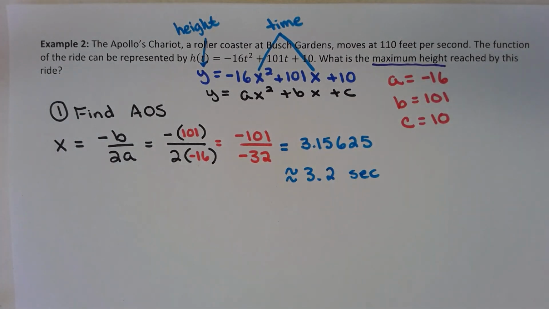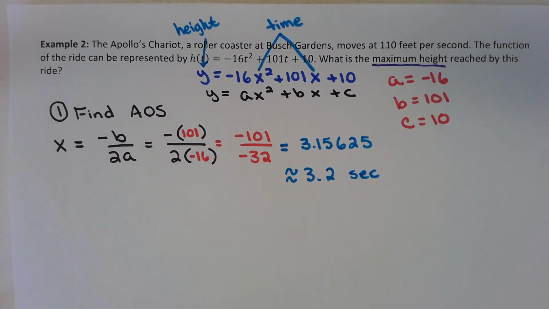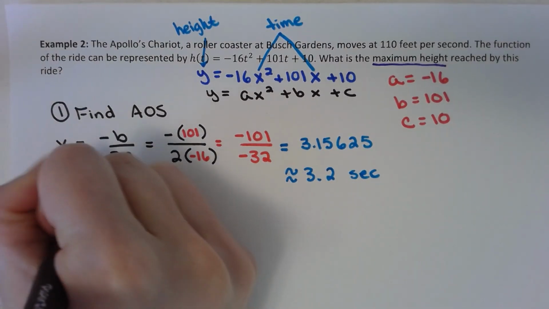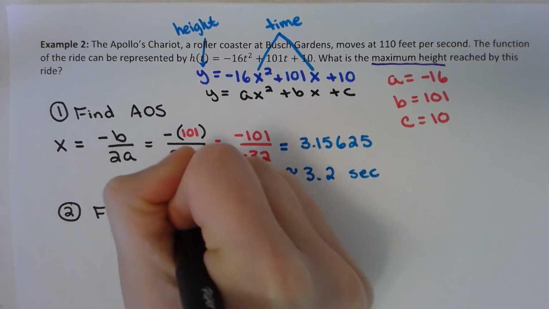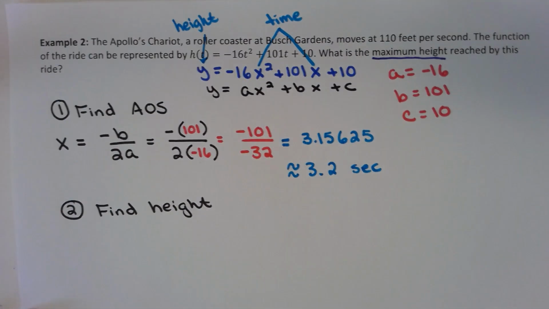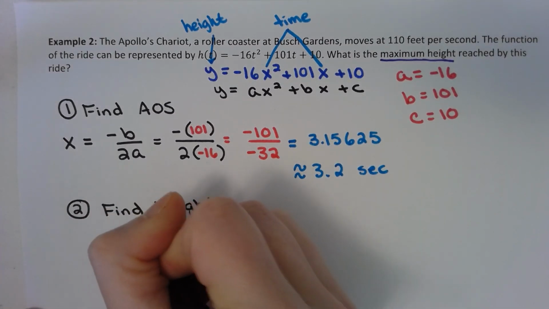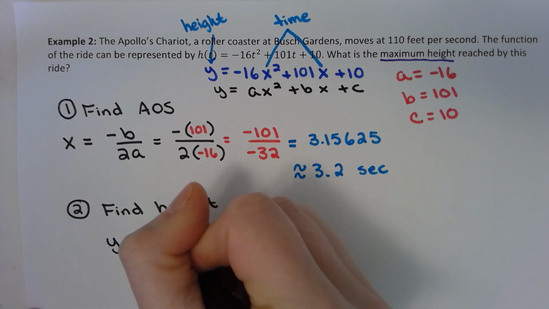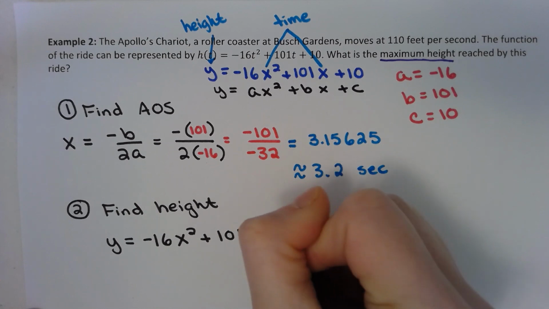So that means that after 3.2 seconds, the roller coaster has reached its maximum height. Now we need to figure out what that actual maximum height is. So I'm going to come over here for step 2. We're going to find the height. And the height is y equals negative 16x squared plus 101x plus 10.